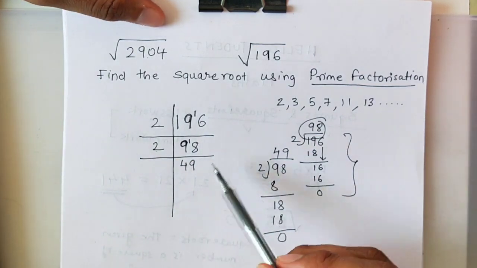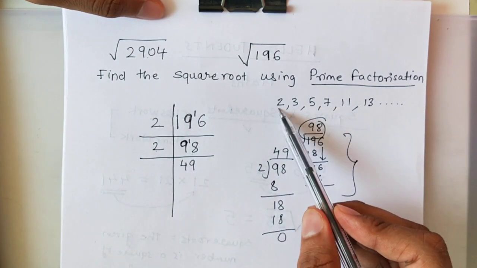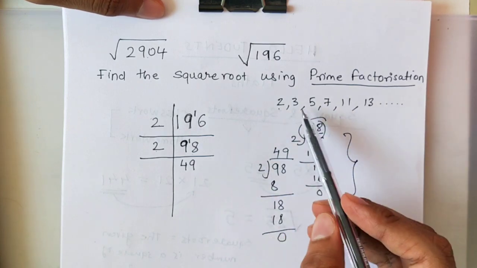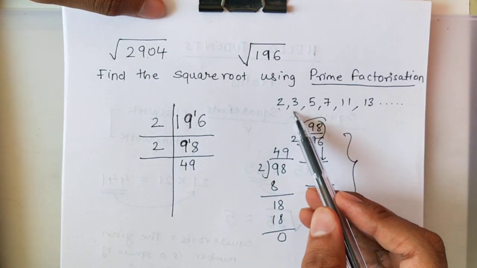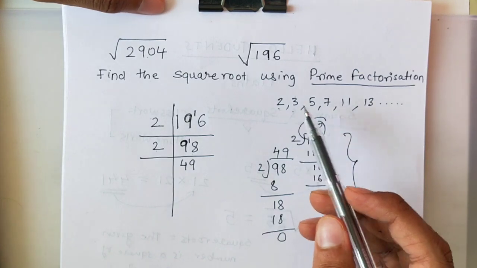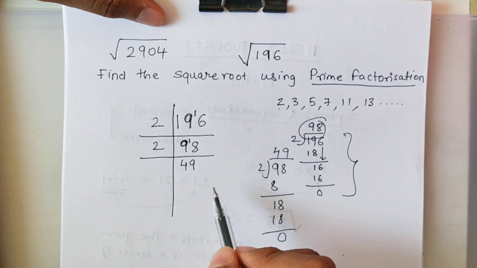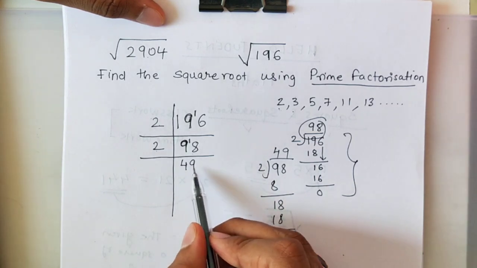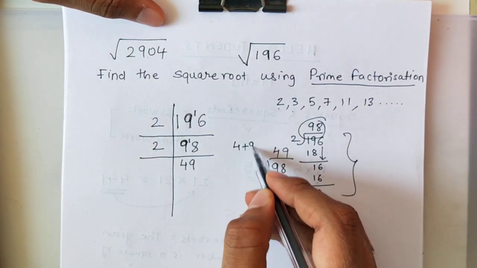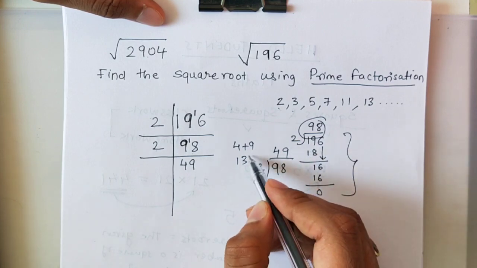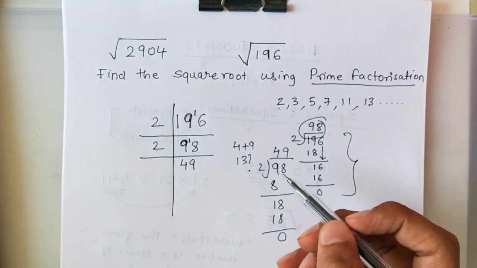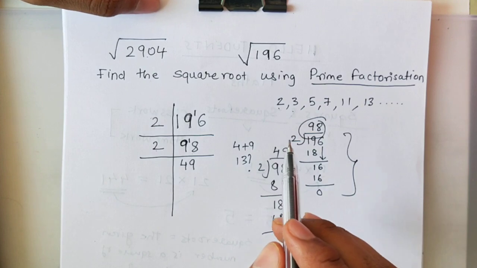Now, is 49 divisible by 2? No, it is not. It is an odd number. Is 49 divisible by 3? No. How can you check whether a number is divisible by 3 or not? There is a trick to it. What is the trick? Add the digits. 4 plus 9 is 13. Is 13 divisible by 3? No. So this number is also not divisible by 3.